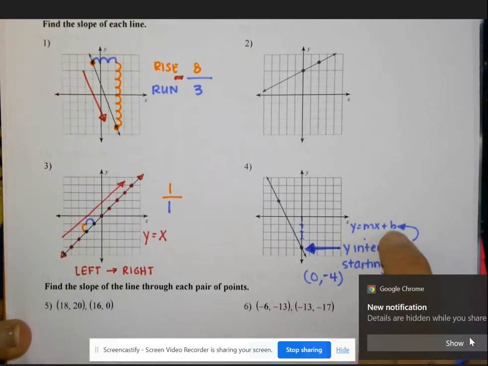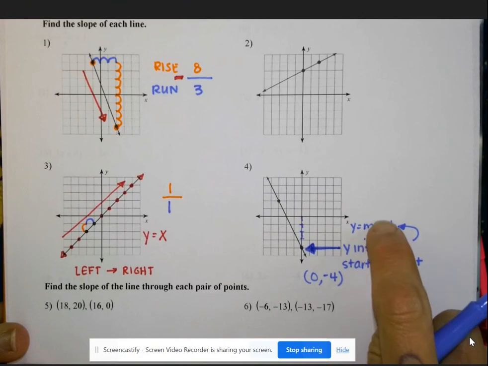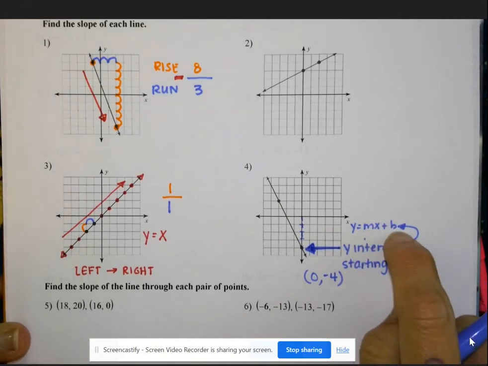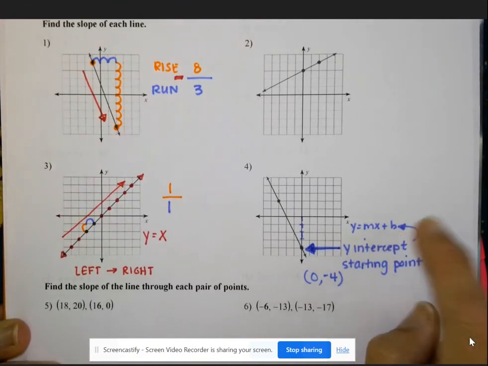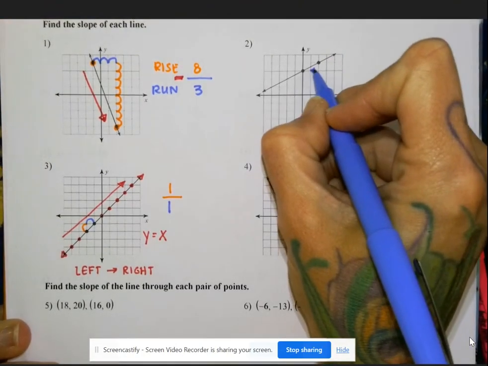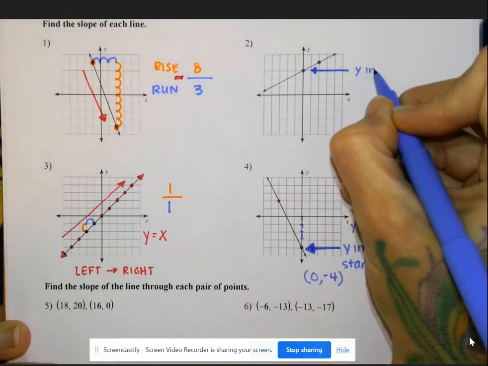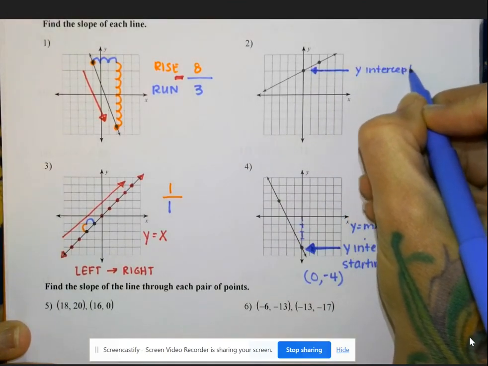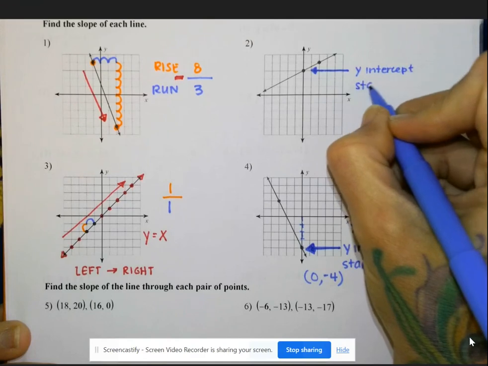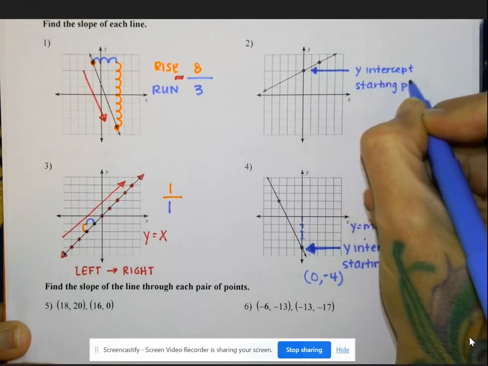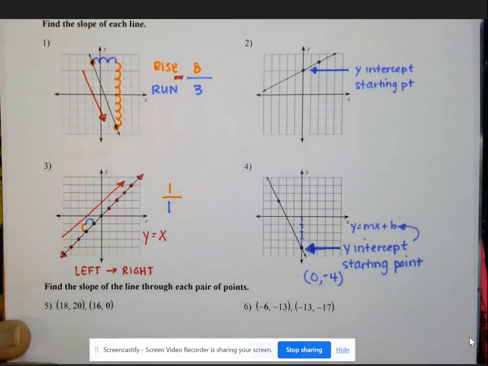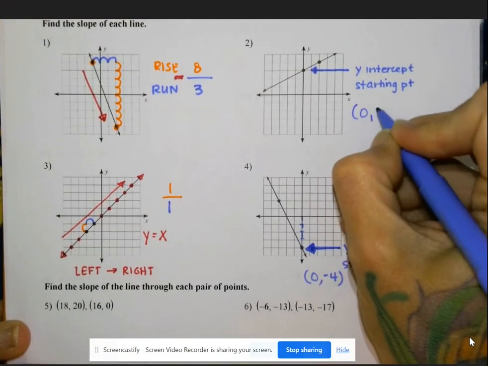And that's what allows it to be that b value, because if I plug in a 0, it gets rid of our slope altogether, and that number will always be the y-intercept. So same here, this y-intercept, you guys tell me, as a coordinate, what is this y-intercept? Also known as starting point. As a coordinate, what is that y-intercept starting point? It is 3 as far as location on the y-axis. As a coordinate, it's 0, 3.